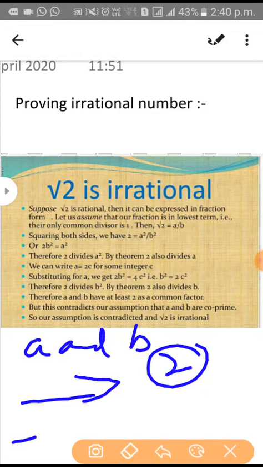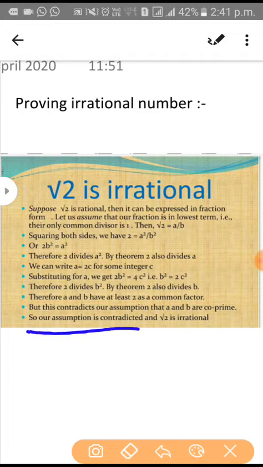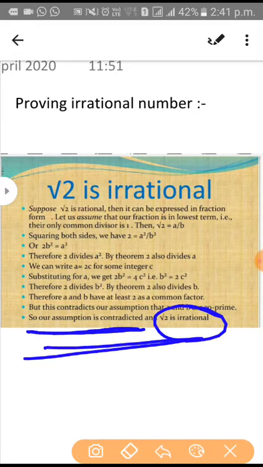If a and b are co-prime, then they will have one and only one common factor, namely 1. But here what we have seen, a and b have at least 2 as a common factor. So this contradicts our assumption that a and b are co-prime. So our assumption is contradicted. What was our assumption? That root 2 is rational. It means root 2 is irrational. So hence we proved that root 2 is irrational.